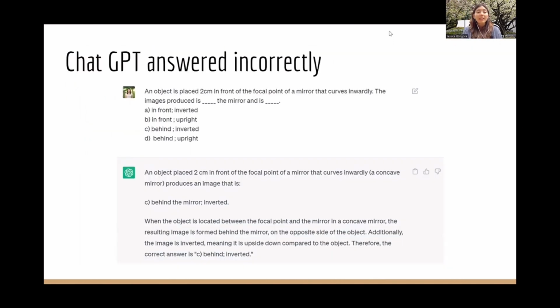And when we asked ChatGPT, it actually answered this question incorrectly. It said that the answer choice was C instead, behind the mirror and inverted. Though it got that the image produced will be behind the mirror instead of in front of the mirror, it thought that it would be inverted and not upright. So it got it wrong because we know, due to those principal rays, that the image produced behind the mirror is upright, because our eyes trace back those angles of reflection to produce that image.